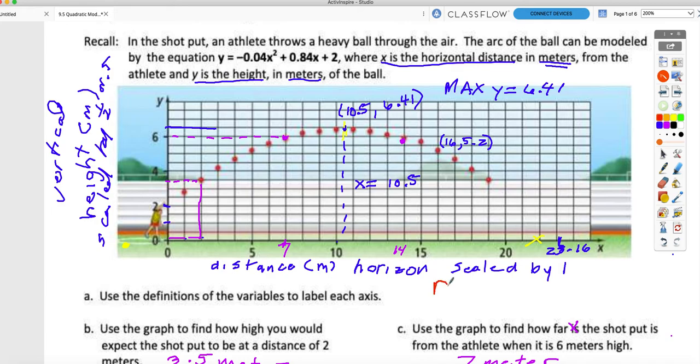Okay, the domain is going to be, where did the x's start? Okay, from left to right. My first x value is going to go with that y-intercept, so my first x value is a 0. And we always go from negatives to positives, so that's going to look like that. And my last x value we found is where this thing hit the ground. And that's right there. It hit the ground at 23.16 meters.